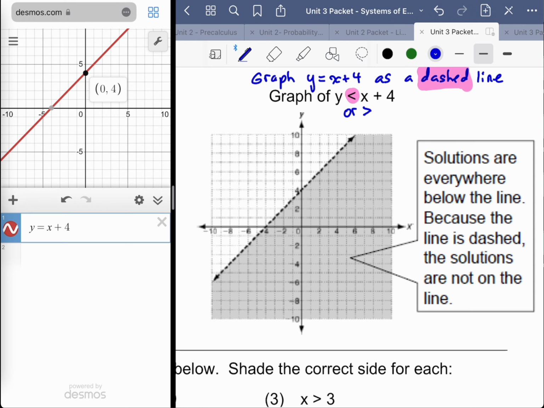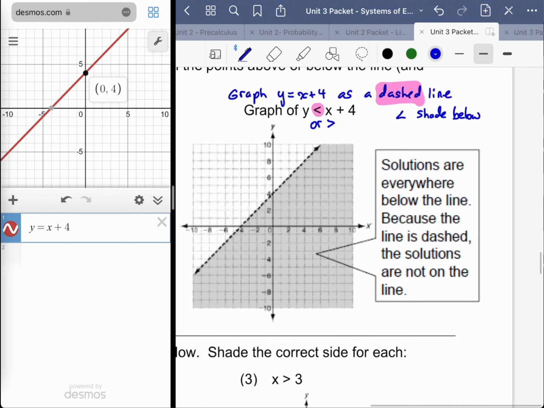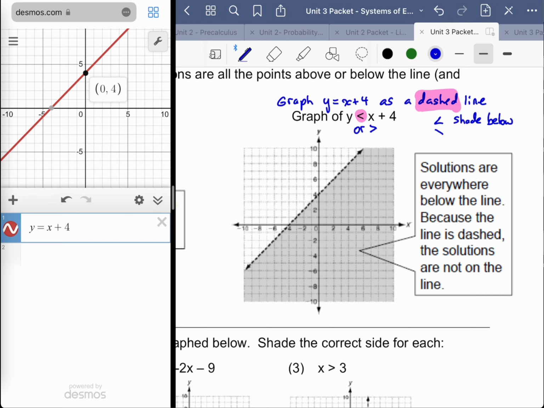But then we'd have to shade in one direction or the other depending on the nature of the inequality. If it's a less than, shade below. If it's a greater than, shade above. There are exceptions to that idea. The exceptions only involve the vertical case, which I'll show you in a minute.